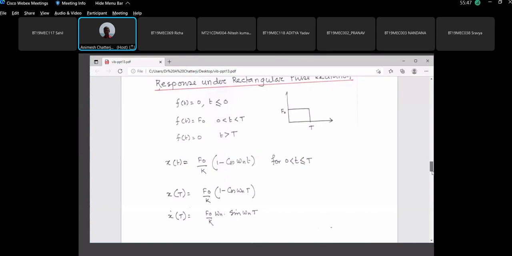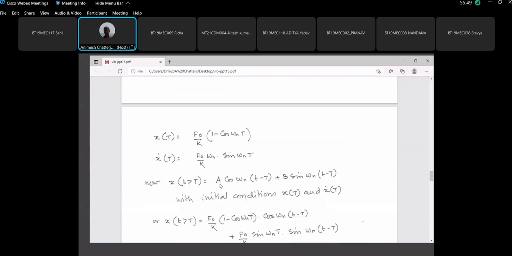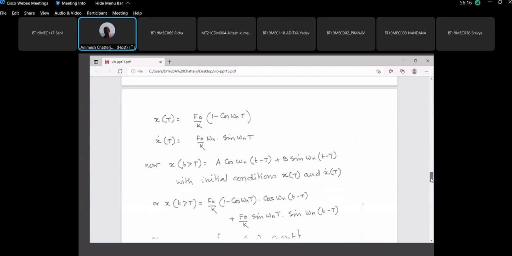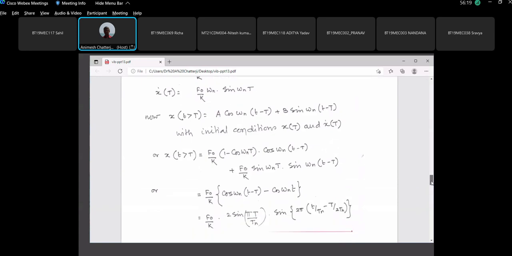So what is the solution of phase 2 vibration? Solution of phase 2 vibration is a cos omega n (t minus T). Remember, time has to be shifted, because my phase 2 vibration begins after time T. So this is t minus T, and this is also t minus T, with the initial condition x(T) is this, x dot (T) is this. So if we solve it, we do a little bit of mathematics and we end up here.